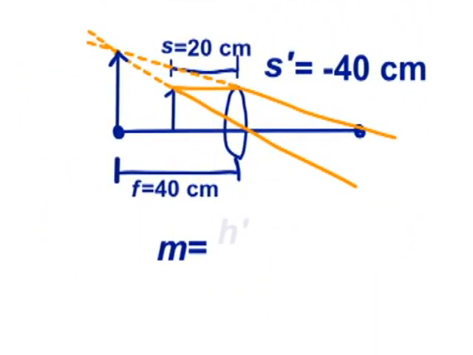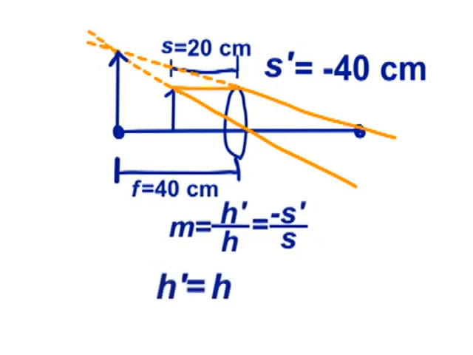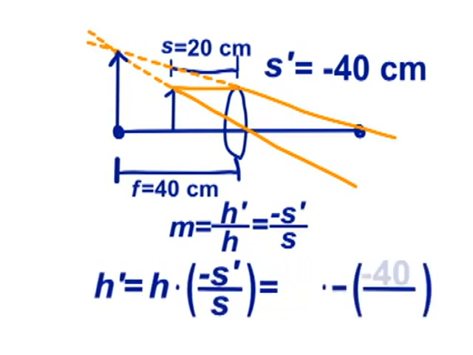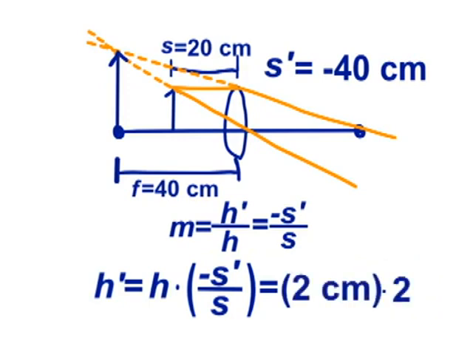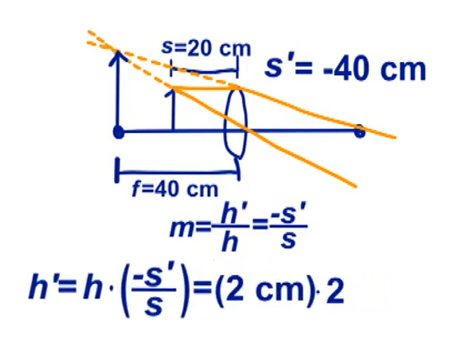Magnification is equal to h prime over h is equal to negative s prime over s. H prime is equal to h times negative s prime over s. S prime over s, negative 40 divided by 20, negative 2, negative of that, positive 2. Object 2 centimeters tall. How tall is the image? 4 centimeters tall. And it's positive 4. And what the positive tells me is that it's upright.